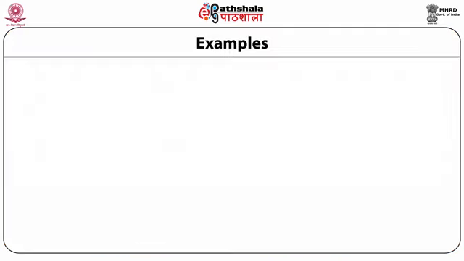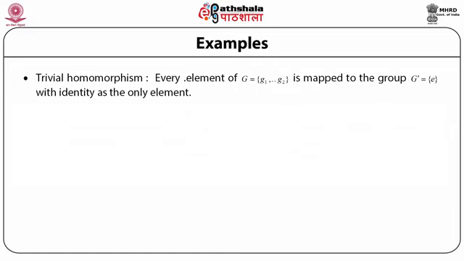We will now discuss some examples of mapping, and mapping which is homomorphic and isomorphic. To begin, suppose every element of the group G, that is G1, G2, etc., is mapped to the group G prime whose only element is the identity. Then this is an example of a trivial homomorphism.